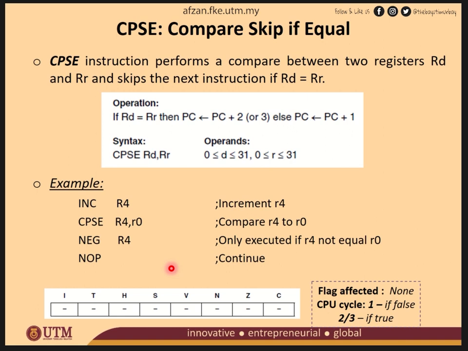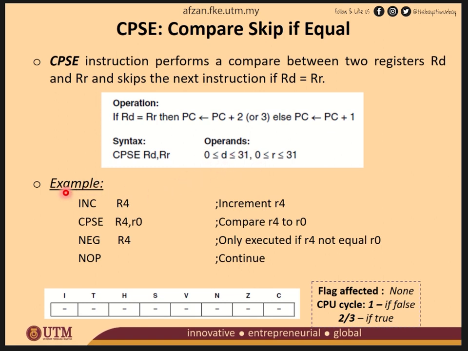Alright, and then next is CPSE. CPSE stands for compare, skip if equal. The CPSE instruction performs a compare between two registers, RD and RR, and skips the next instruction if RD is equal to RR. Okay, so the next instruction will be skipped if RD equals RR. This is the syntax: CPSE RD, RR. For the operand R, you can use R0 to R31.